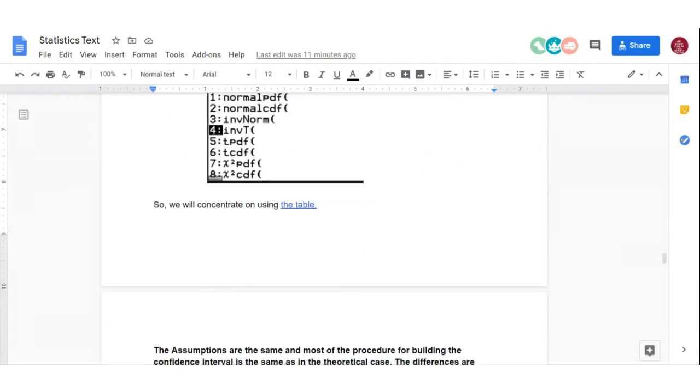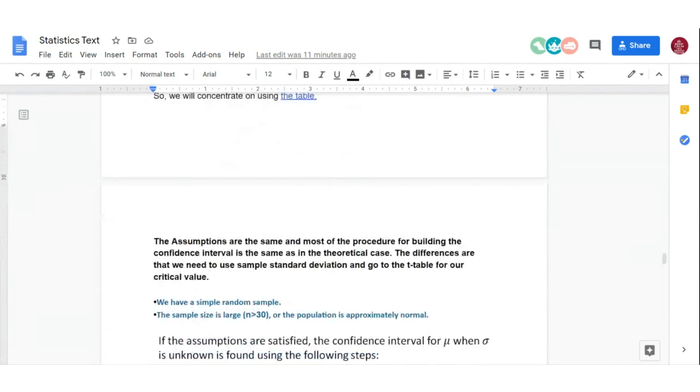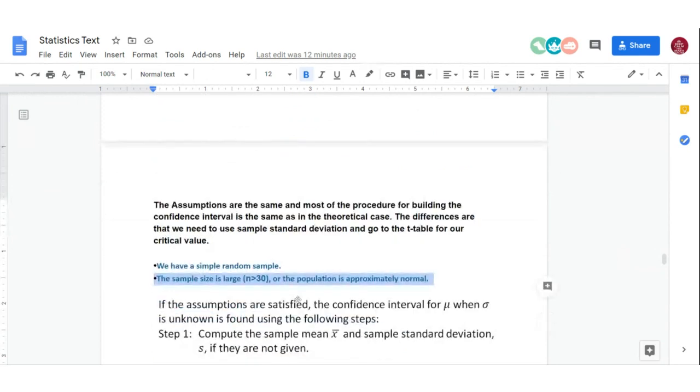All right. Now, the assumptions are the same. In other words, you've got to have a simple random sample, and you've got to know that it's normally distributed, or you've got to have a sample size that's greater than 30.